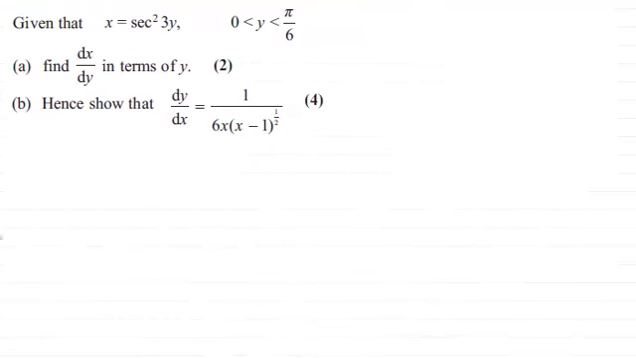Hi there. Now for this question we're given that x equals sec squared 3y, where y is between 0 and pi upon 6, and this is measured in radians because there's no degrees here. And we've got to find dx by dy in terms of y for 2 marks. And then in part B, hence show that dy by dx equals 1 all divided by 6x times (x minus 1) to the power half for 4 marks.